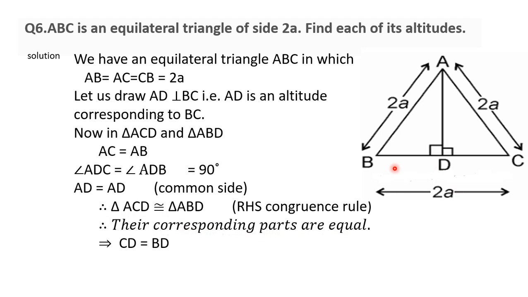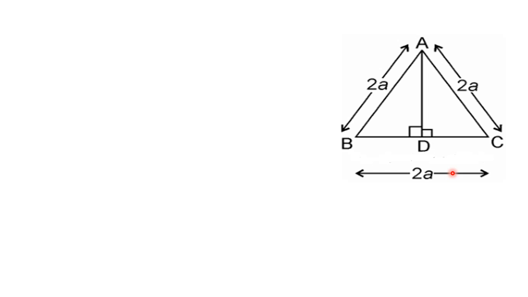Now this means D is the midpoint of the side BC. Since D is the midpoint, we can write BD is equal to half of BC. Now put the value of BC as 2A. So half of 2A, the 2 and 2 will cancel out. So BD is A. That is, BD is equal to CD is equal to A.